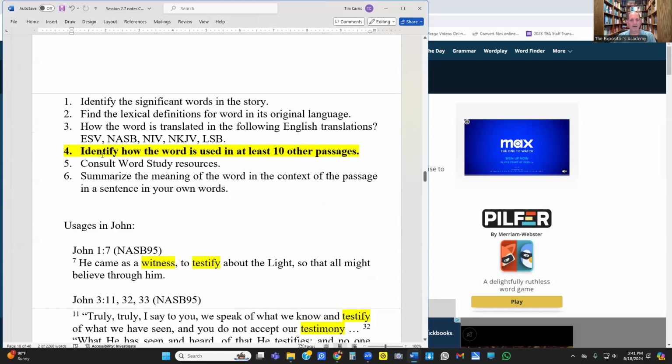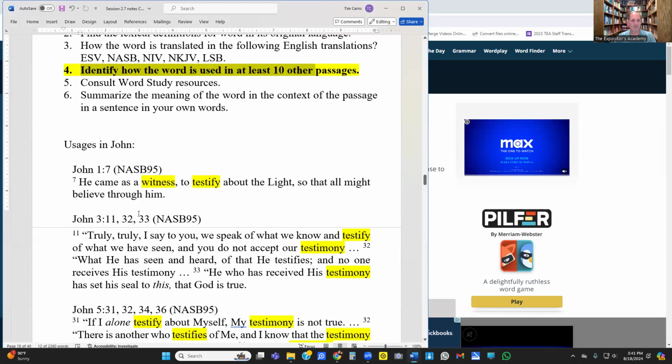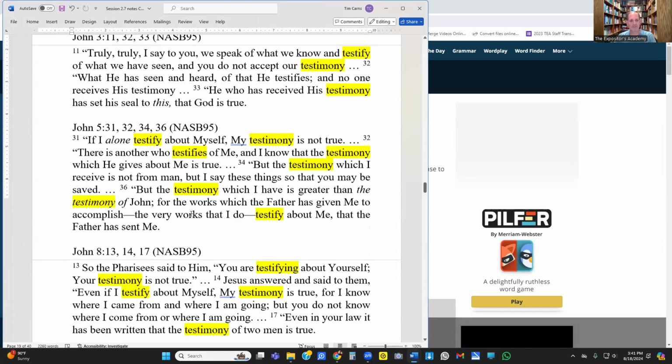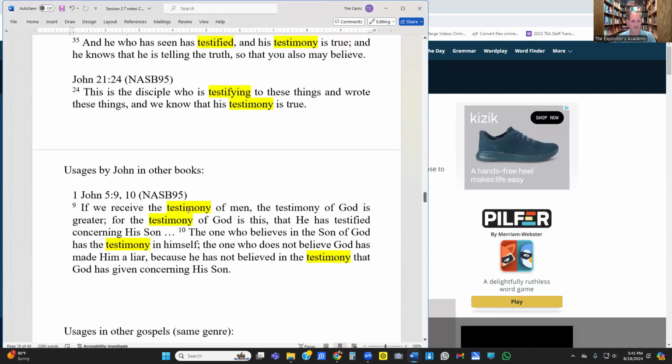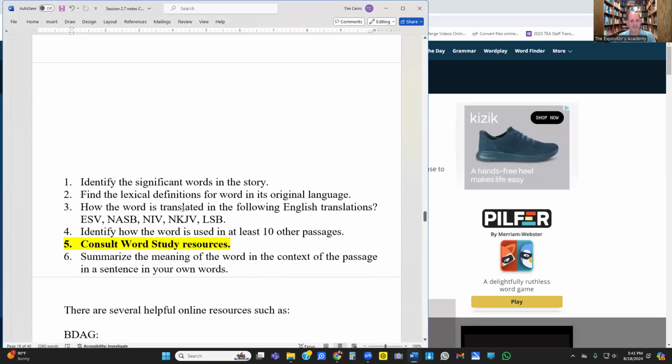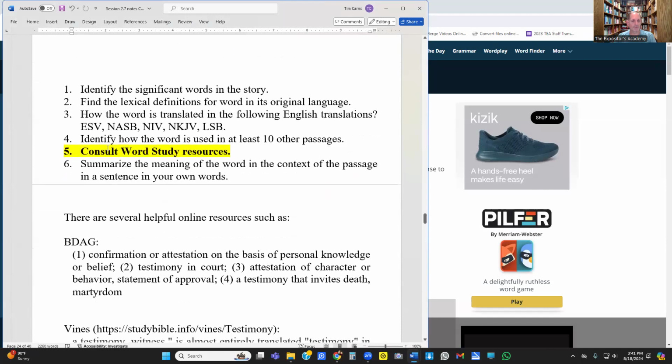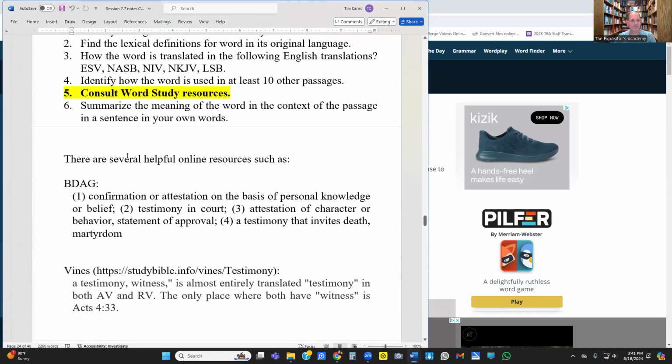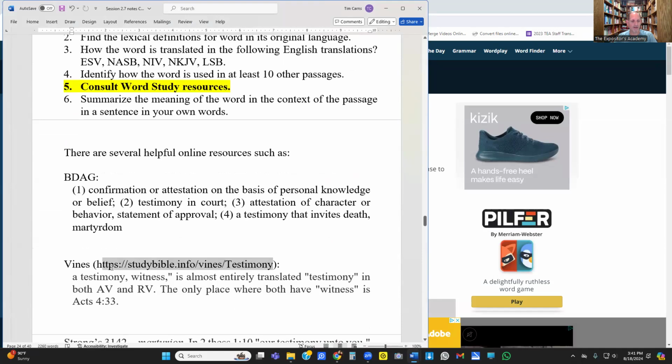All right, so identify how the word is used in at least 10 other passages. So I list the passages, I highlight where the word is used. It's used in the same way. All right, then after that, consult word study resources. Now, there are some helpful online resources. I mentioned to you Vine's, where you can go. There's a couple ways to do this.